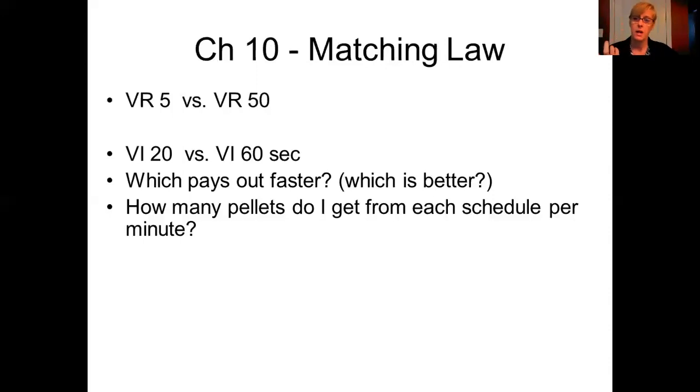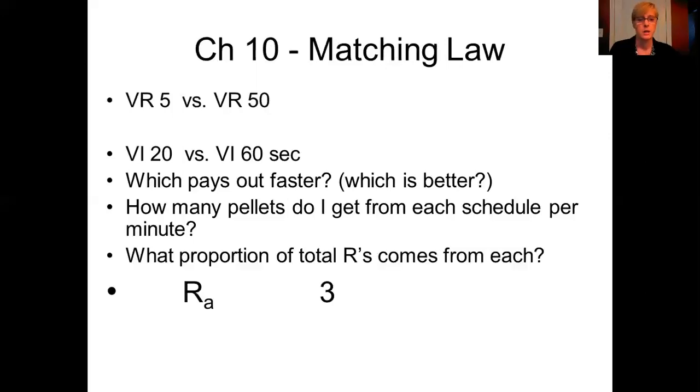On a VI60, how many am I going to get? In about 60 seconds, I can earn 1 pellet. So what we have here is a 3-to-1 ratio. I don't know if that bottom thing's really helping, but for VI20, I'm going to get 3 pellets for every 1 pellet I earn on a VI60. Okay?